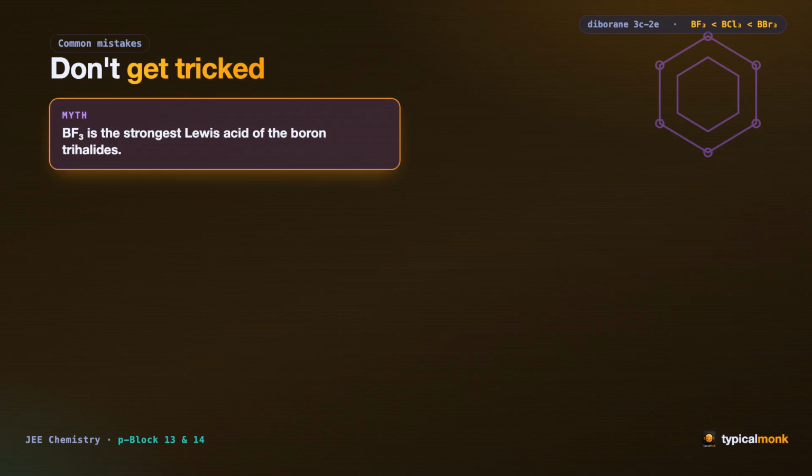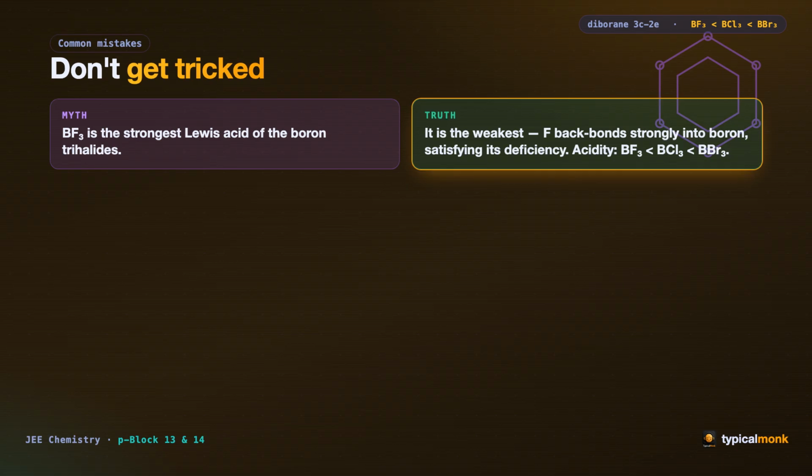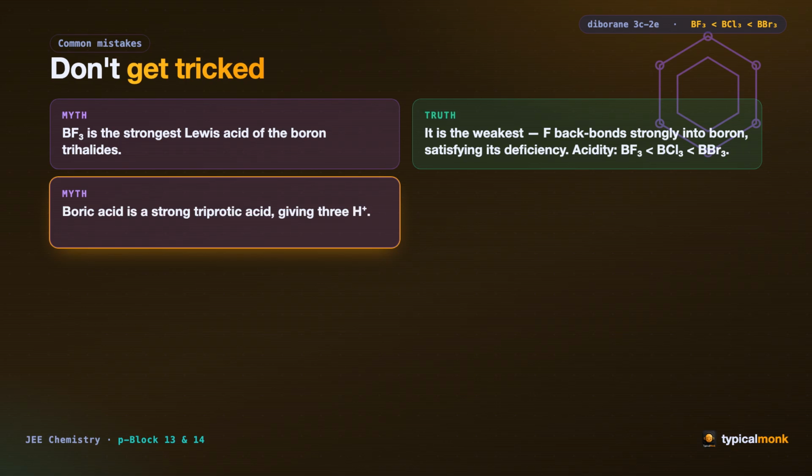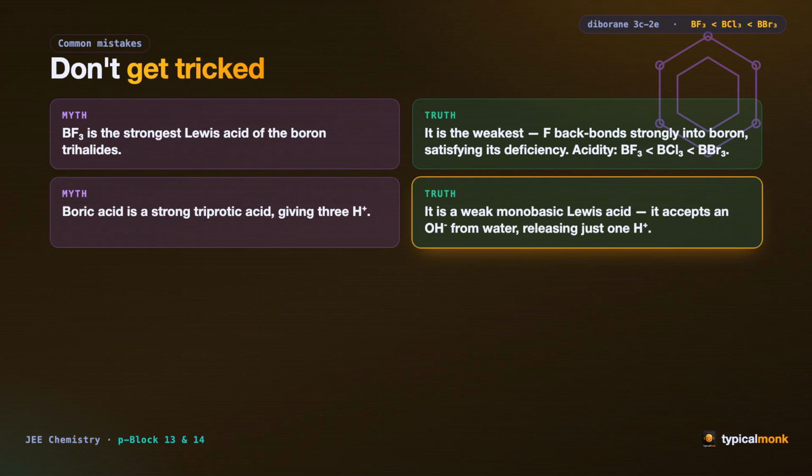Now the 2 mistakes that quietly cost marks. The myth: boron trifluoride is the strongest Lewis acid of the boron trihalides. The truth: it is the weakest. Fluorine back-bonds strongly into the boron, satisfying its deficiency. The acidity runs boron trifluoride, less than boron trichloride, less than boron tribromide. The second myth: boric acid is a strong triprotic acid, giving 3 protons. The truth: it is a weak, monobasic Lewis acid. It accepts a hydroxide ion from water, releasing just 1 proton.